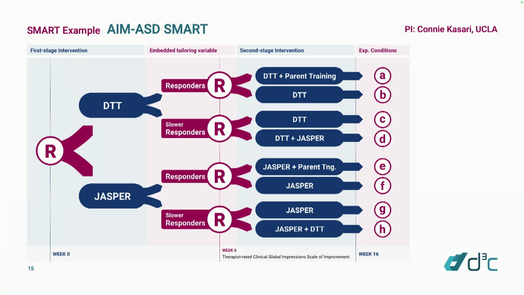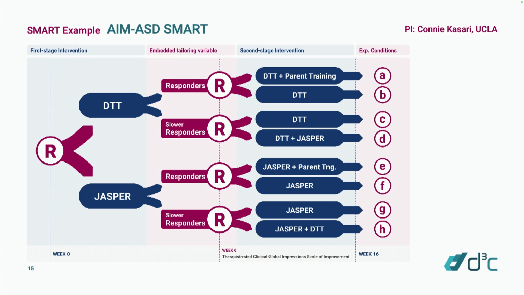But then we had other questions. Among the slower responders at week 6, and we know whether you're a slow responder based on the therapist doing the JASPER and the therapist doing DTT monitoring the kiddo, there's a well-protocolized way, called the CGI, Clinical Global Impression Scale. Connie developed it prior to this study, and she'll tell you more about it in her talk. So we know whether the kid's a responder or slow responder. And among the slower responders, we really wanted to know, do we stay the course, or do we come out with the big guns, augmented JASPER plus DTT?